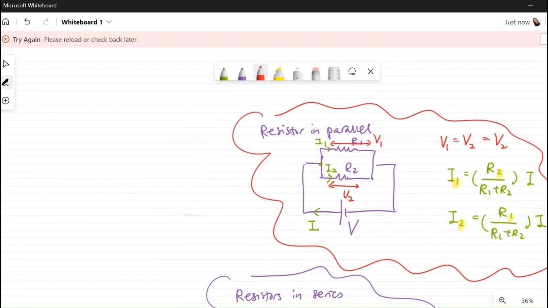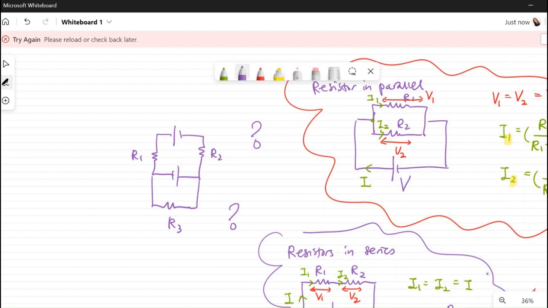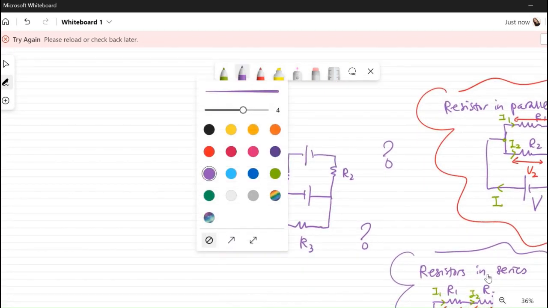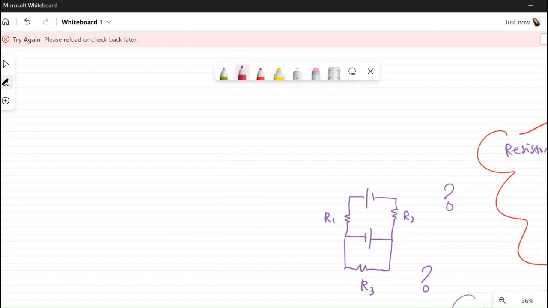If you have a complicated circuit, where we are unable to find out whether the resistors are connected in series or parallel, for example, I have this kind of circuit with a few sources here, right? In this case, I do not know whether the resistors R1, R2, and R3 are connected in series or parallel. So what should we do? We have to apply another law. We cannot just simply apply Ohm's law. We call it Kirchhoff's law.